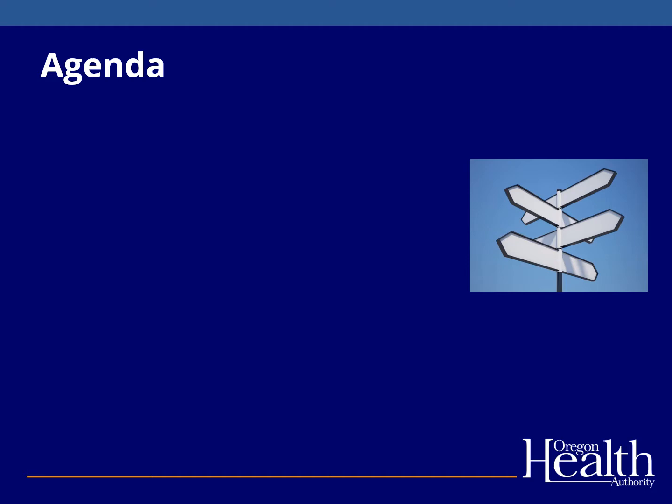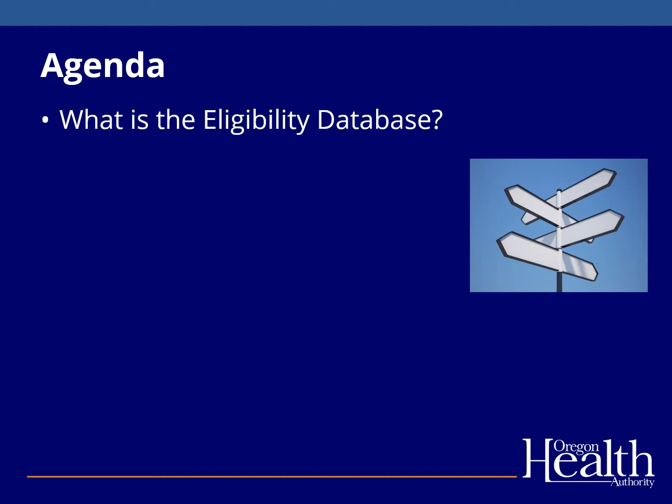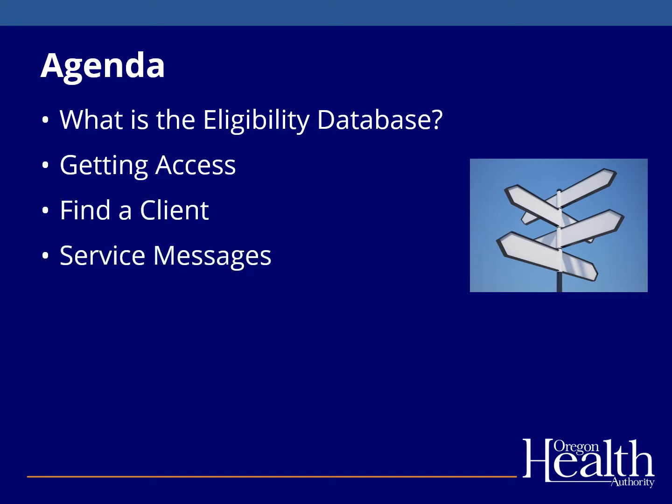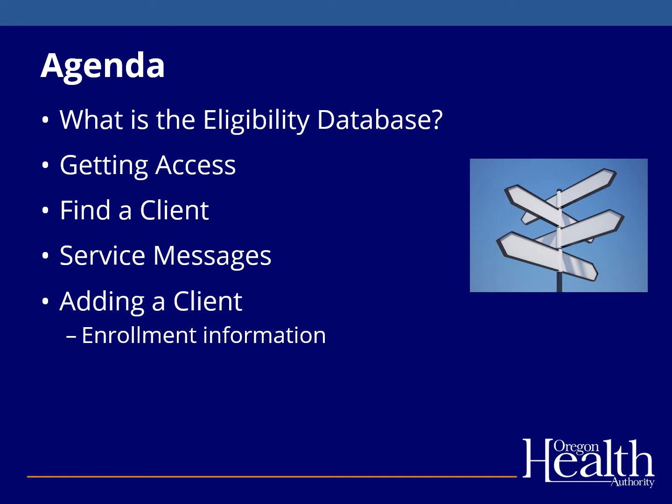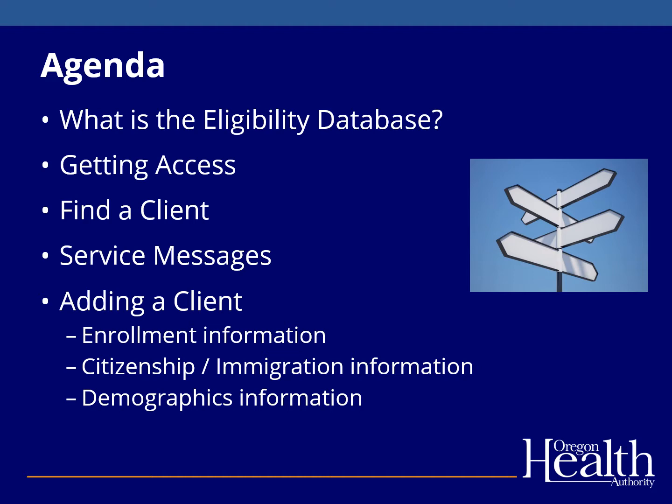This training is meant to help clinic staff navigate the RH Program Eligibility Database. I'll start by describing what the Eligibility Database is. Then I'll describe how to get access, how to find a client, the services messages you see for each client, how to add a client, which includes their enrollment information, their citizenship or immigration information, and their demographics information. And then I'll describe the various messages you'll see in the database related to clients' enrollment status.